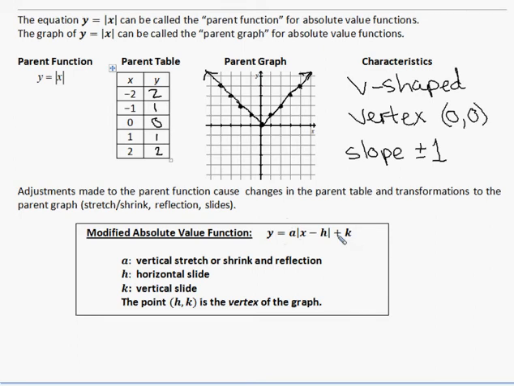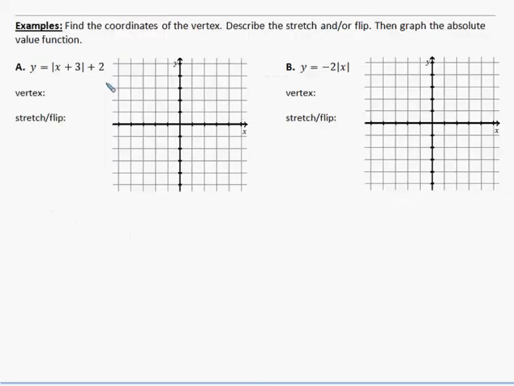h and k are the slides. h is the horizontal slide, and it's negative because it goes the opposite direction of what it says. k is the vertical slide, and it goes up or down, and it goes the same direction that it says. The point (h, k), if you pull the h and the k out of the equation, always gives you the vertex of the graph, and that's the special point that will allow us to graph it. Now basically this vertical stretch for an absolute value graph, since its sides are linear, is basically the same thing as slope. With other graphs it's not going to be like that.